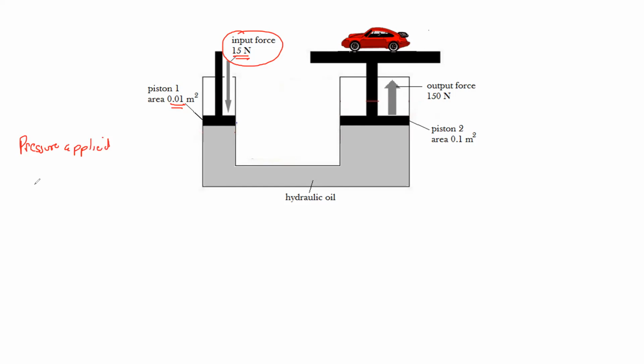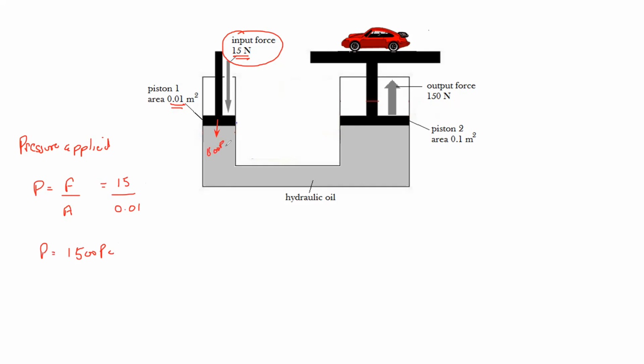So how can we calculate that pressure applied on the liquid? The formula to calculate the pressure on the liquid: pressure is force divided by area. So how much force are we applying? The force we are applying is 15. And what is the area on which we are applying the force? That is 0.01. So force is 15, area is 0.01. So 15 divided by 0.01 equals 1500 Pascal.